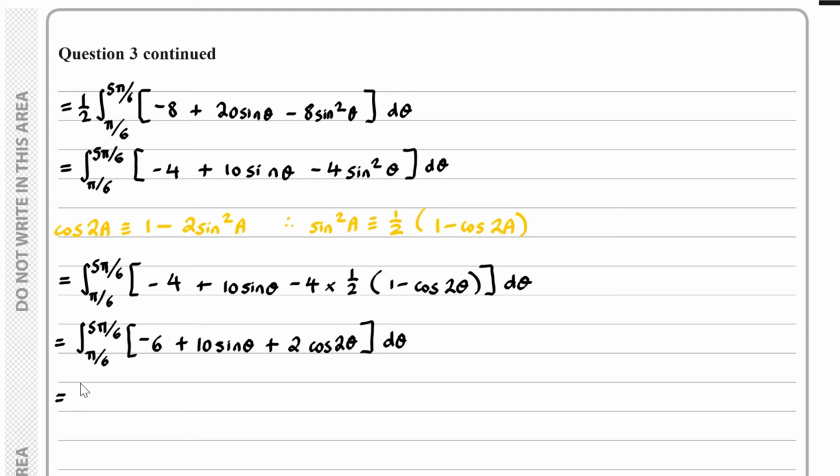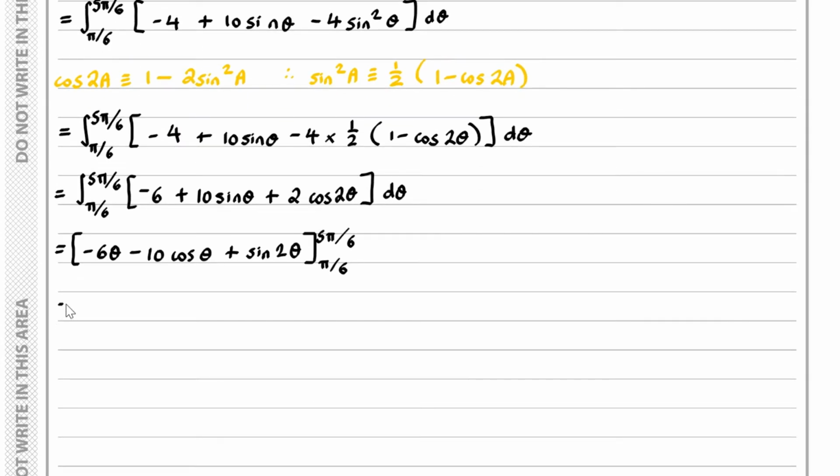So if we work all of this out, integrating minus 6, we end up with minus 6 theta. Integrating 10 sine theta, we end up with minus 10 cos theta. And integrating 2 cos 2 theta, we end up with sine 2 theta. So we wish to evaluate this in between pi over 6 and 5 pi over 6. And our next goal is to simply work all of this out by substituting in our limits.